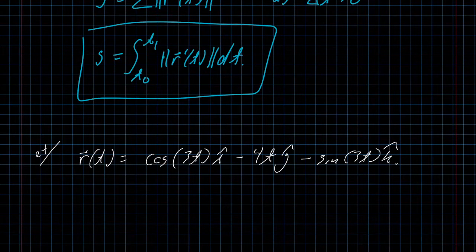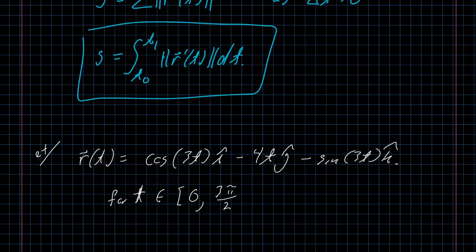Let's go ahead and set r of t as the cosine of 3t i hat minus 4t j hat minus the sine of 3t k hat. We also need the interval on which we want to consider this function. So maybe something like for t in the interval from 0 to, say, 3 pi over 2. That seems like a nice place to go.